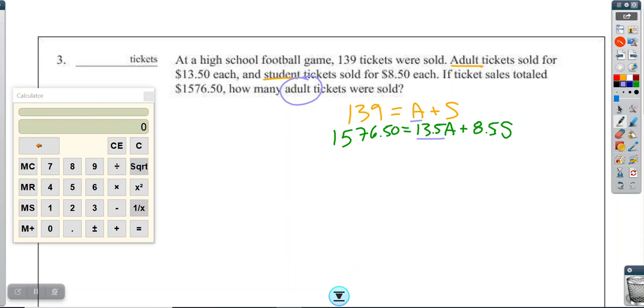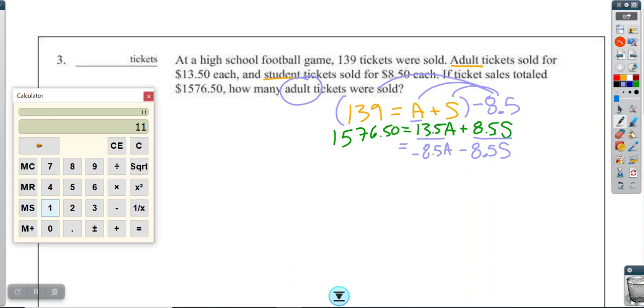The other thing I need to keep track of is that I want the number of adult tickets. So I want to get the opposite of 8.5s so that I can cancel out the s's and just have the adults. To do that, I'm going to multiply this whole equation by -8.5, and that will create the opposite that I need. I have to multiply it to everything. Well, -8.5 times s is -8.5s, and -8.5 times a is -8.5a, and that's going to equal, okay, I have my calculator.